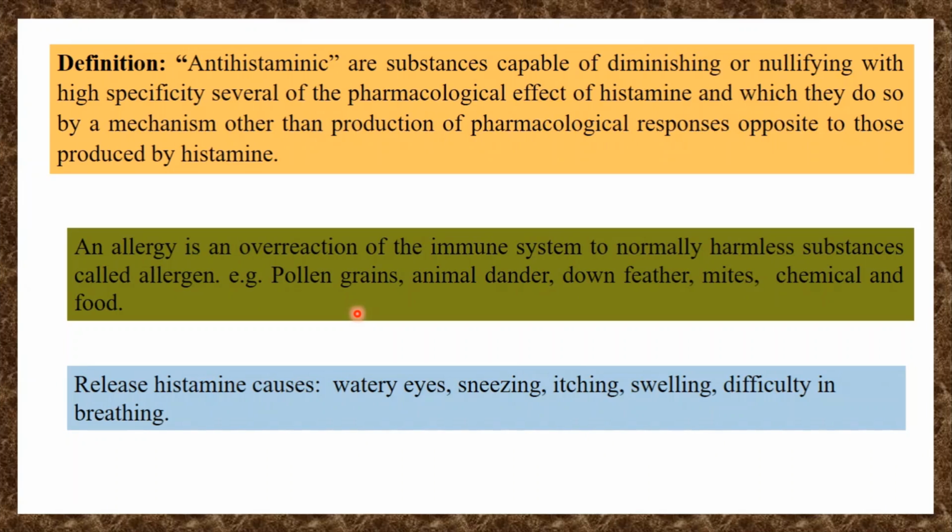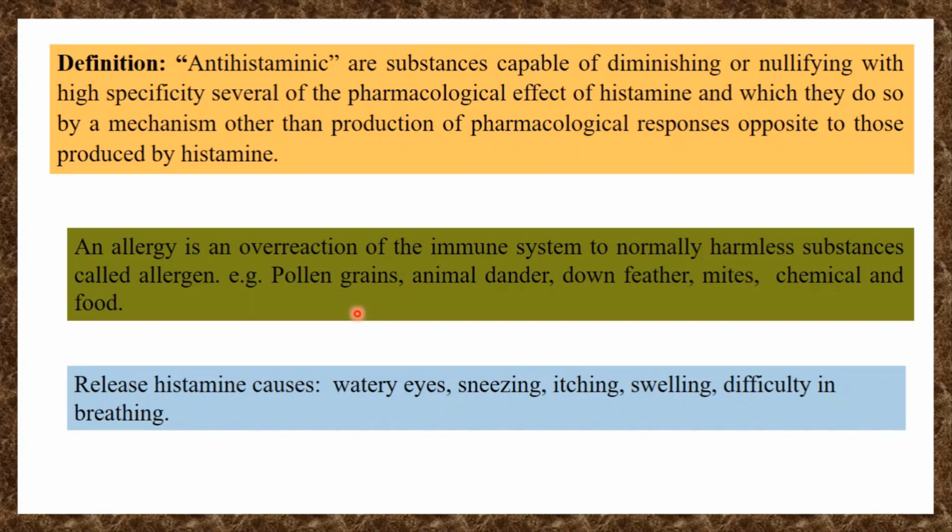So the allergic reactions produced in the human being are watery eyes, sneezing, itching, swelling, and difficulty in breathing. And this histamine is present in different parts, tissues and organs of the body. It is present in skin, lungs, gastrointestinal tract, and in the brain it is present as a neurotransmitter. And the allergy is caused due to allergen.